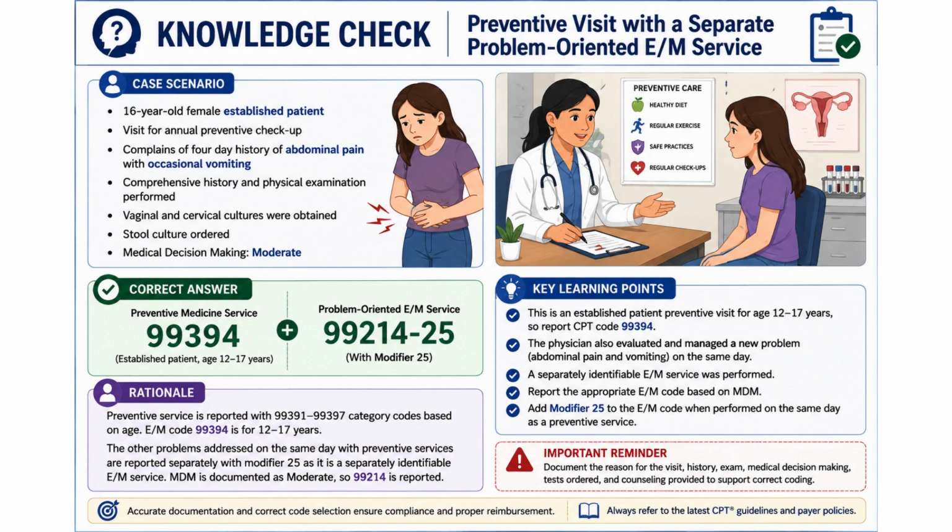So, the correct coding for this case is 99394 for the preventive medicine service and 99214 with Modifier 25 for the separately identifiable problem-oriented E/M service. Always review the documentation carefully to ensure that the additional E/M service is medically necessary, fully documented, and supported before reporting Modifier 25.